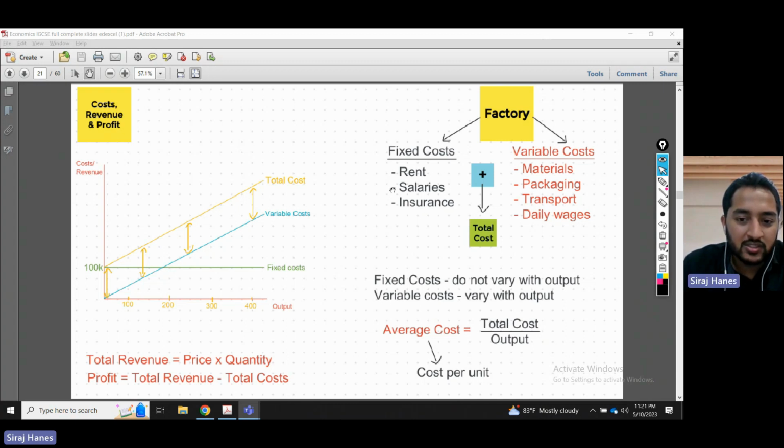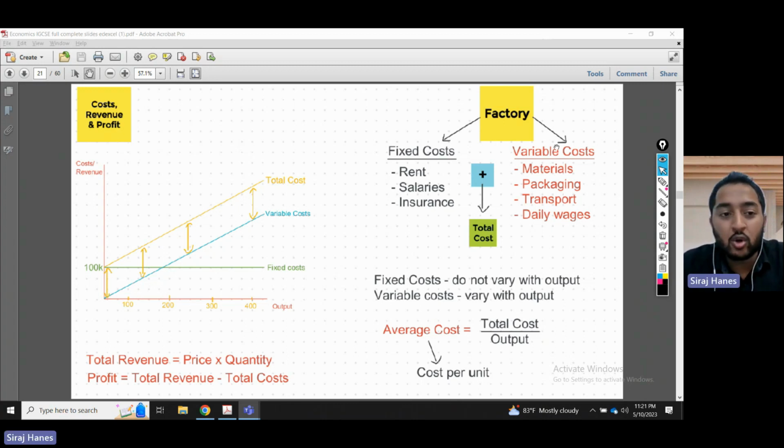Salaries, insurances, fixed costs. Which means, guys, I'll give you an example. If you're at a factory and you close down for a month, you're going on holiday. What are the costs that you're still paying? Rent, salaries, insurance. You still have to pay this. Just because you went on a month's holiday, you can't tell your workers, I'm not paying you this month. Unless they're daily wages, but if they're monthly salaried employees, you can't tell them that.